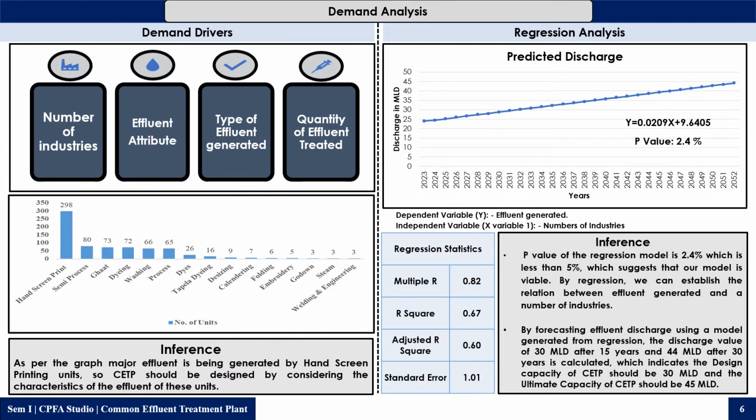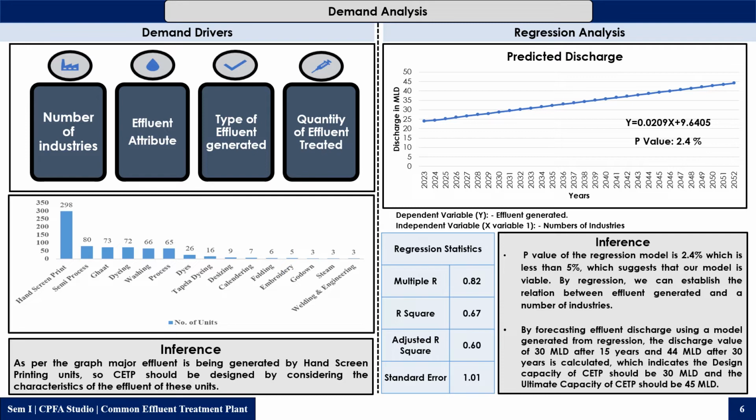So now, to find out the capacity of the common effluent treatment plant, we have carried out the demand analysis. First, we have found the demand drivers which affect the quantity of effluent generated. So these four are the demand drivers which we got from the research papers and the industrial experts. As we can see in this graph, the majority of industries are hand screen printing units, and we also carried out the regression analysis to predict the discharge.